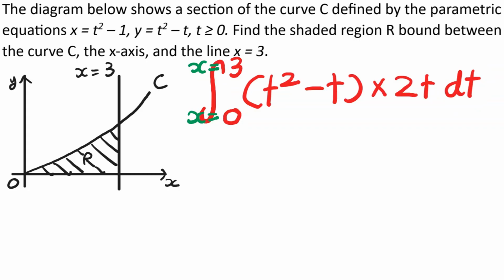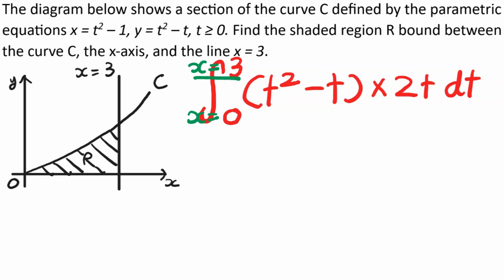Now, the way that we can solve this is by using the x parametric equation here, this x is equal to t squared minus 1. And what we can do is sub in these limits for x as 3 and 0, and then rearrange in order to find their corresponding t values, and then just use these as the limits, okay?